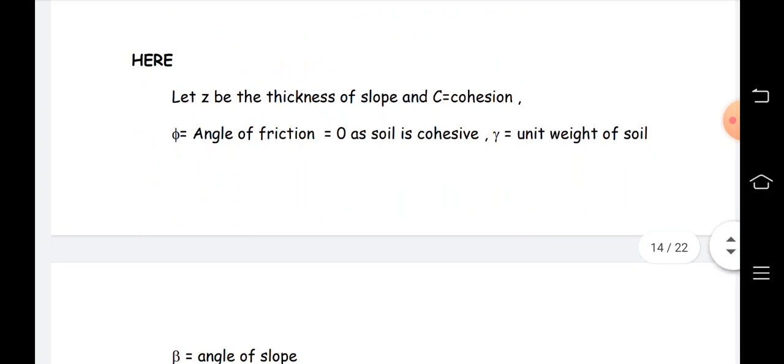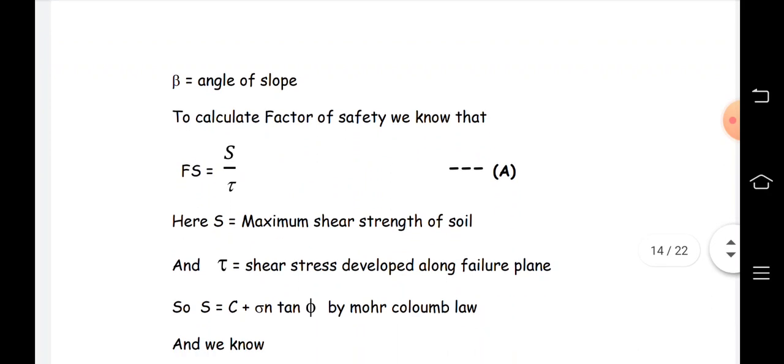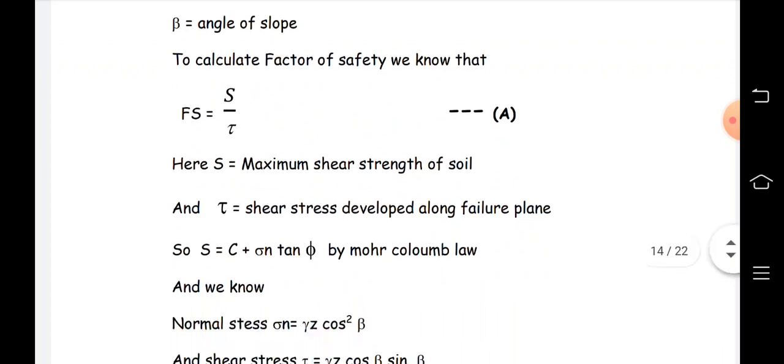So here, the angle of internal friction will be 0, the unit weight of soil is gamma, and beta is the angle of slope. For the calculation of the factor of safety, we know that Fs, the factor of safety, equals S upon tau, that is, the maximum shear strength upon the shear stress along the potential failure. We know that S equals C plus sigma n tan phi by using Mohr-Coulomb's law.